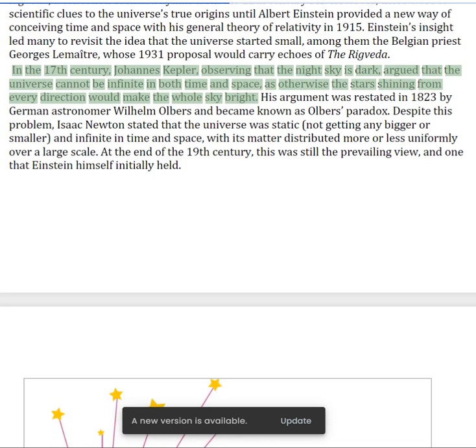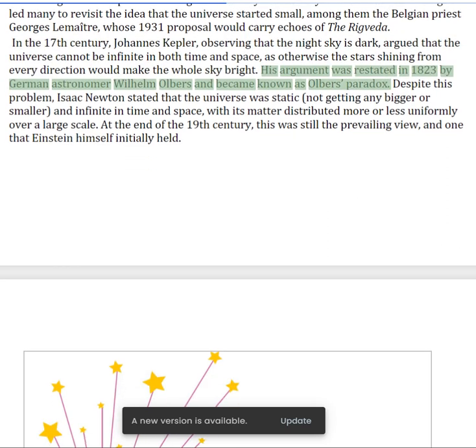In the 17th century, Johannes Kepler, observing that the night sky is dark, argued that the universe cannot be infinite in both time and space, as otherwise the stars shining from every direction would make the whole sky bright. His argument was restated in 1823 by German astronomer Wilhelm Olbers and became known as Olbers' paradox.